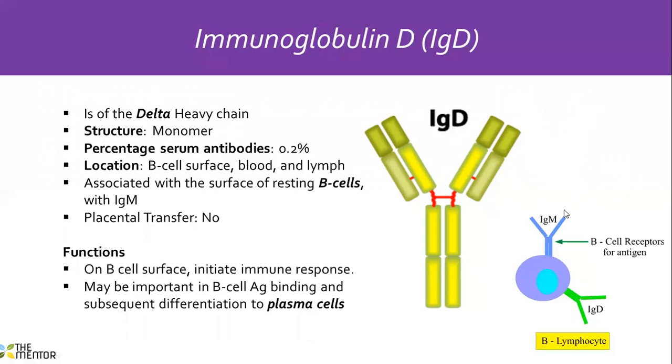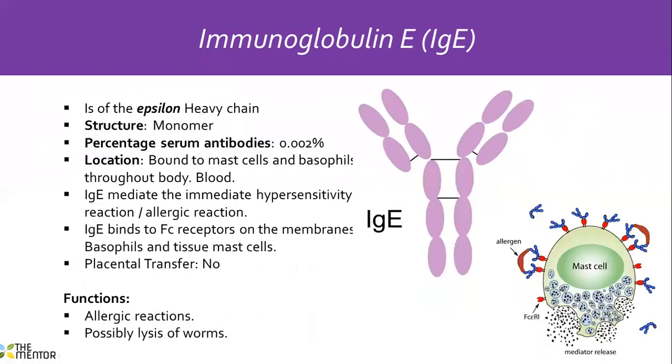So when you have an antigen coming and attaching, it activates the B cell to differentiate into plasma cells, basically to produce specific immunoglobulins for that antigen.